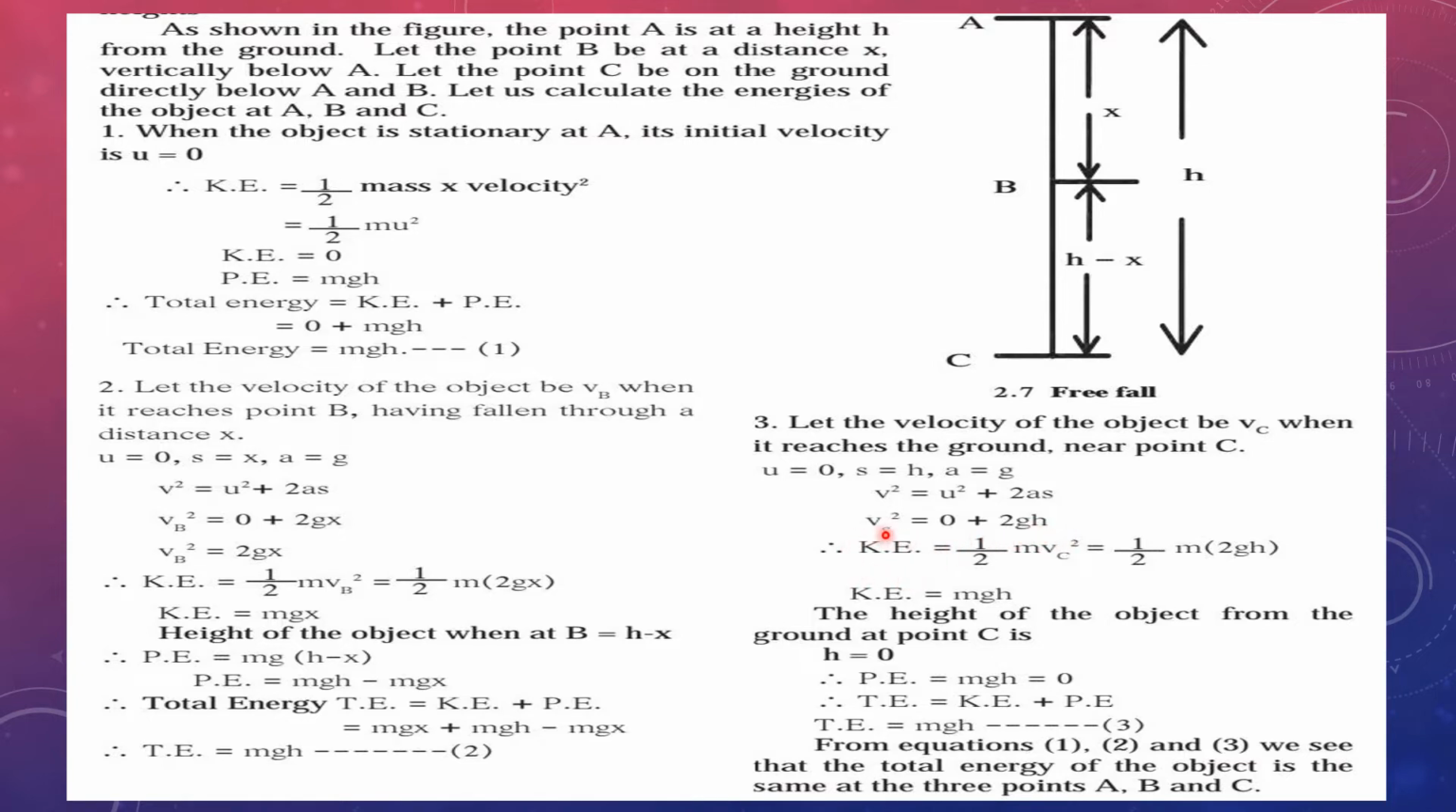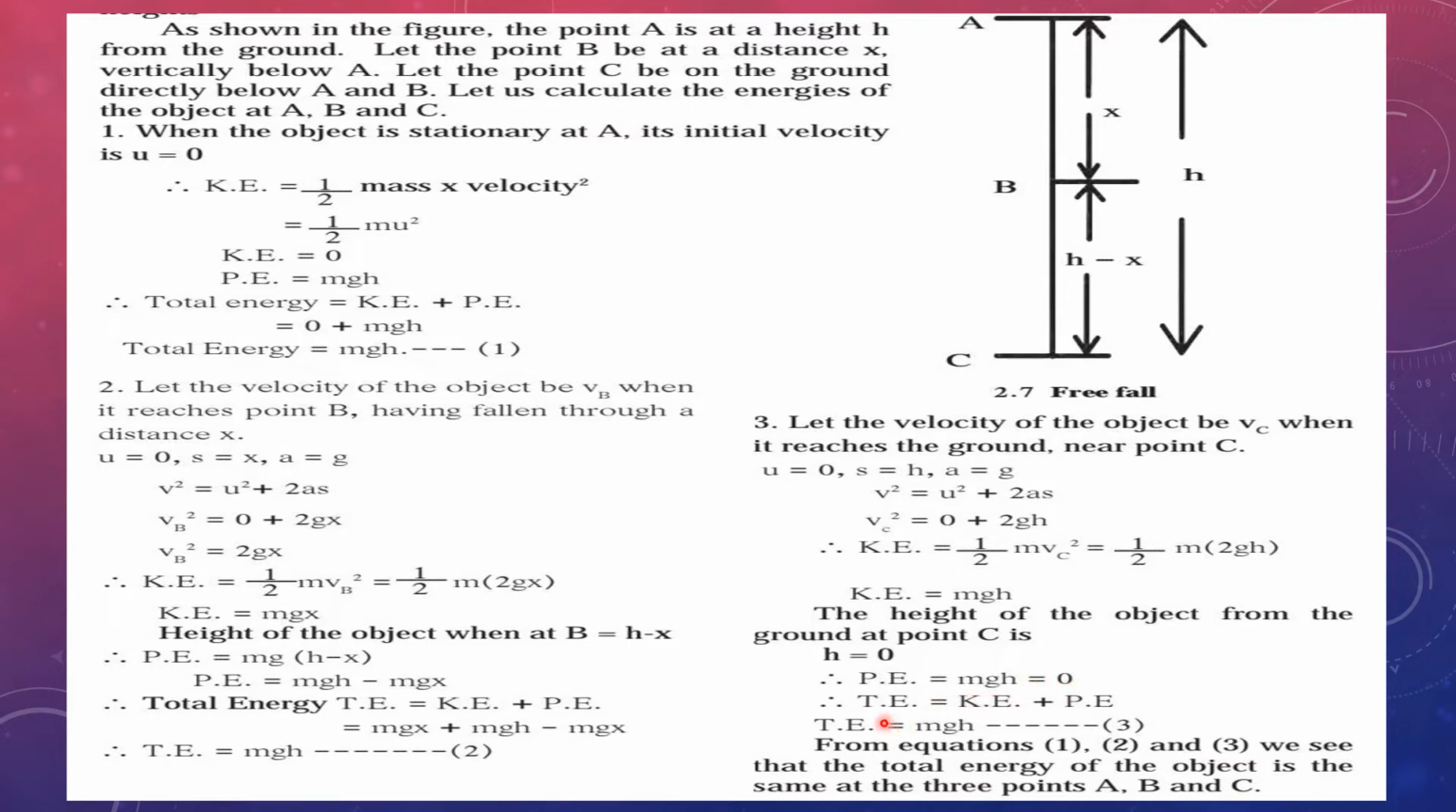Now we have to calculate kinetic energy. KE is equal to 1 by 2 into m into vc square. Put the value of vc square here, and it is equal to 1 by 2 into m into 2gh. And these two get cancelled. We get kinetic energy is equal to m into g into h. The height of the object from the ground at point C is 0. So potential energy is equal to mgh is equal to 0.